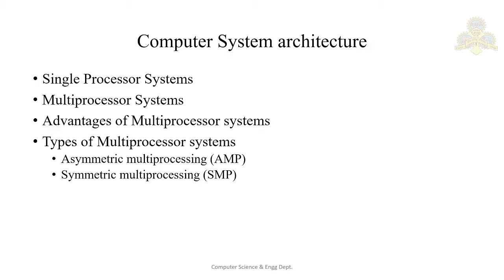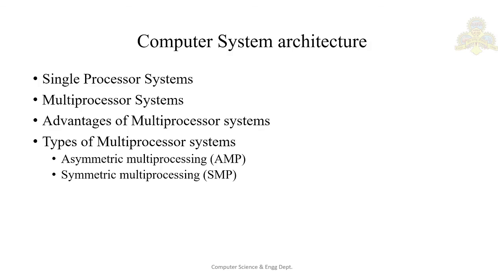So what will the other processors do? They either wait for the master to give the instruction, or they just do the predefined task. So in asymmetric multiprocessing, you have a master-slave relationship. Next is symmetric multiprocessing. Here each processor performs all the tasks within the operating system. That means the processors act as peers or colleagues. There is no master-slave relationship between the processors.